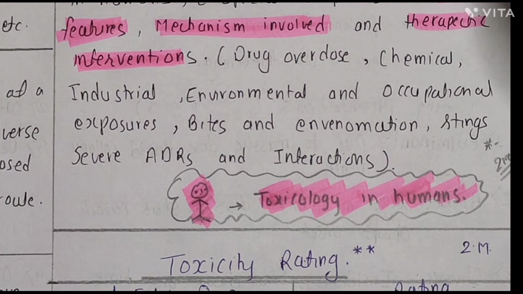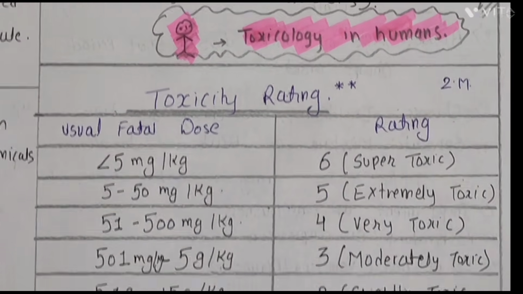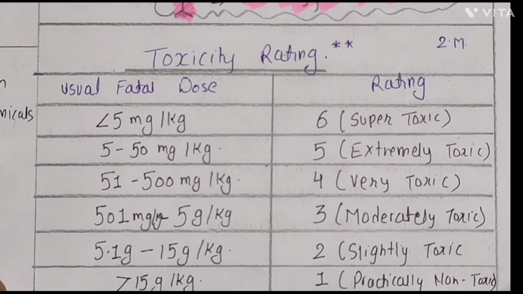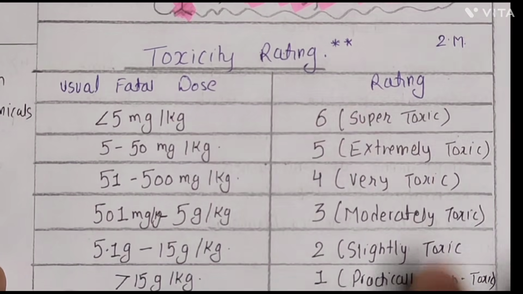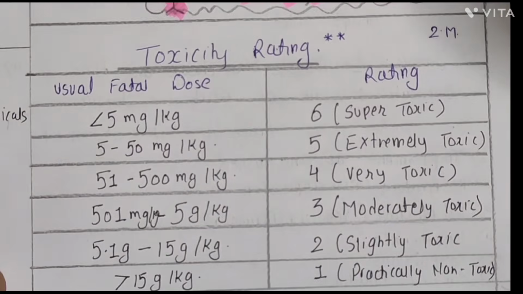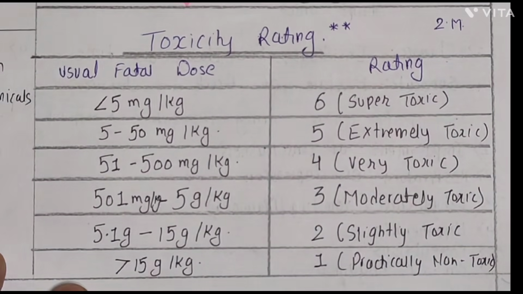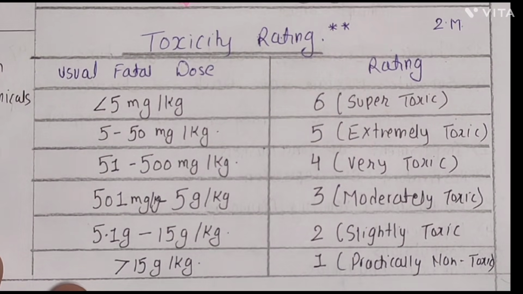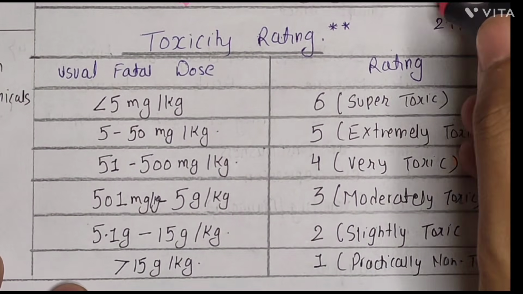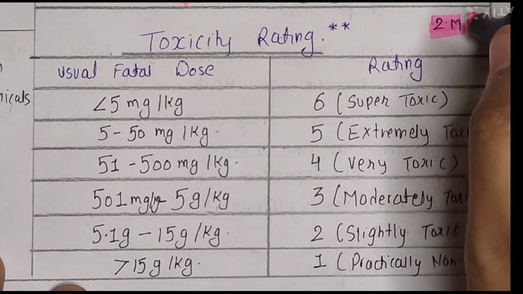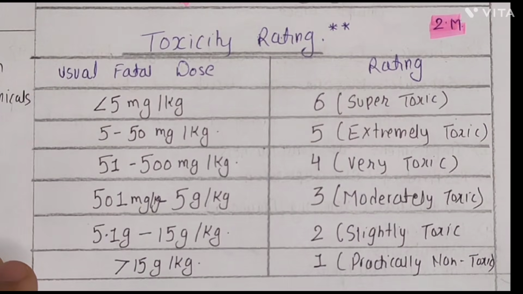Then similarly, another important section from the exam point of view, that is for 2 marks. So here is the toxicity rating. Again, this is very, very important from the exam point of view. All of you should remember this. All of you should know it. This concept is very useful in upcoming topics. That is toxicity rating. There are several methods of rating toxicity. The most common and the most reliable method, which makes sense and is clinically correlated, is the toxicity rating.